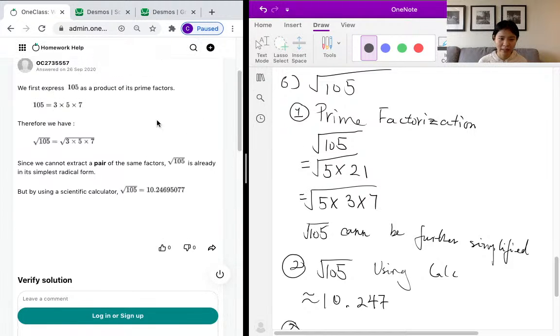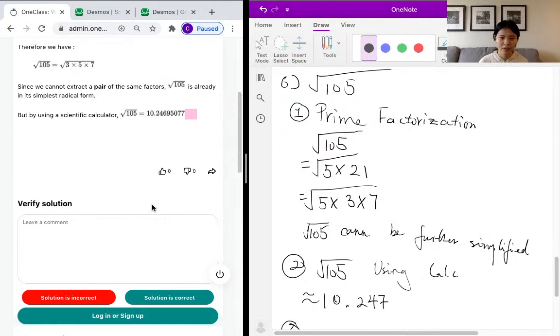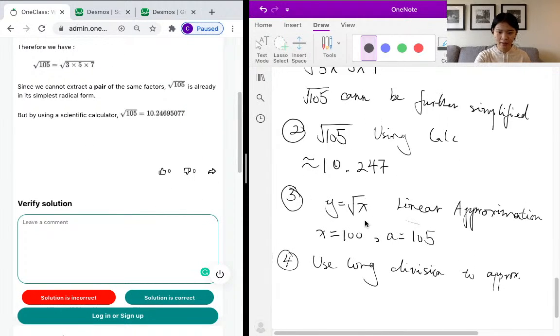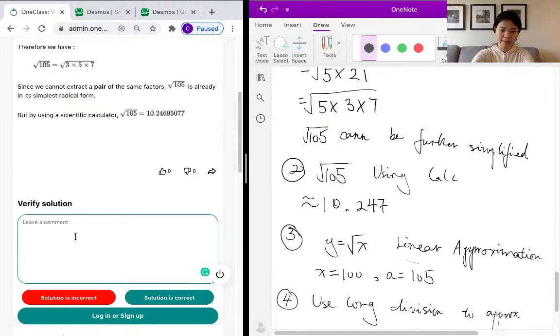Cool, now let's look at their simple solution. They tried to use prime factorization and said, oh, you can't, so they just used a calculator, which is our first and second method, and also the more common methods. So let's just say the solution is good. The solution is good. Nice. Cool.